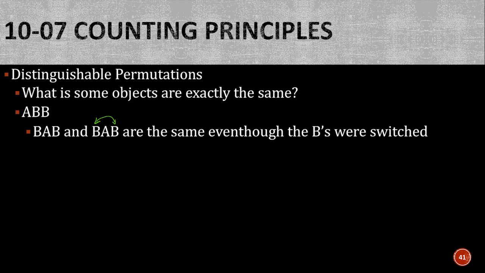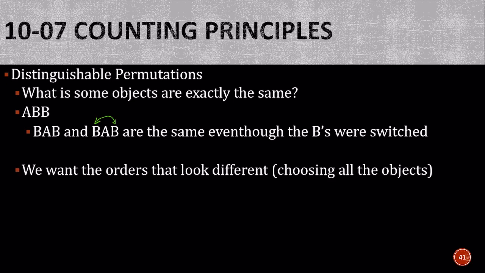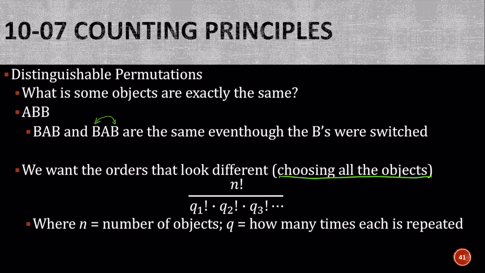So we're looking for the orders that actually look different while choosing all the objects. And for this one, we're choosing all the objects. And it's n factorial over q1 factorial, q2 factorial, q3 factorial, where n is the number of objects, and the q's are how many times each object is repeated.